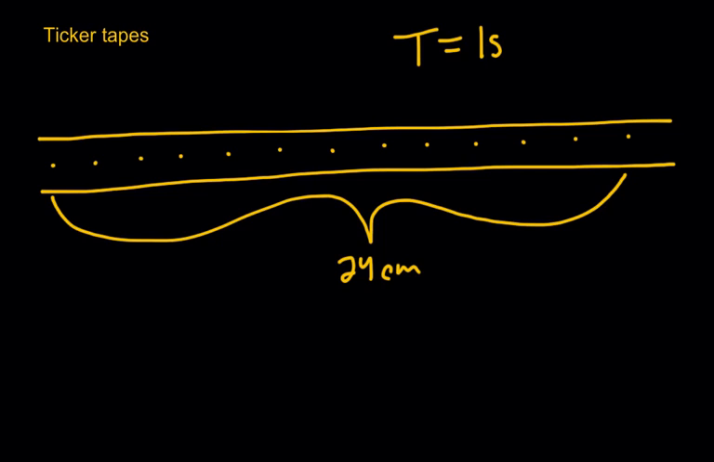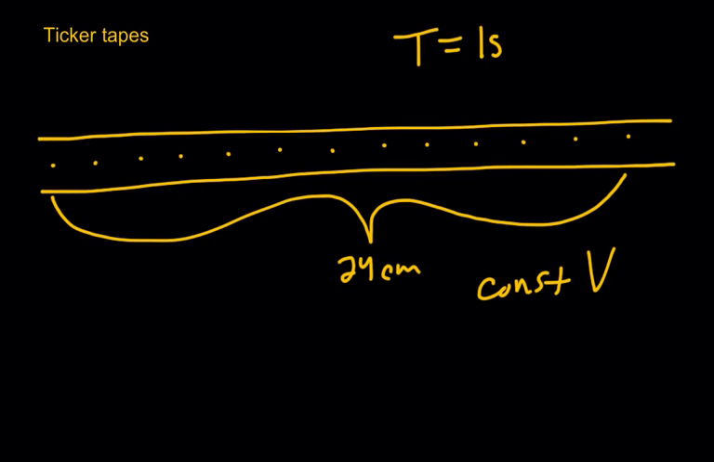So if you look at this particular piece of paper, this ticker tape, you'd ask yourself the question, what kind of motion was happening here? This was attached to some vehicle or whatever, and what was the vehicle doing? And you would say that this vehicle was going at a constant velocity, a constant v. How do we know that? Well, the dots are evenly spaced all the way throughout. So there's the same amount of distance between each dot. And we know that the time between each dot is the same amount of time, 1 second.